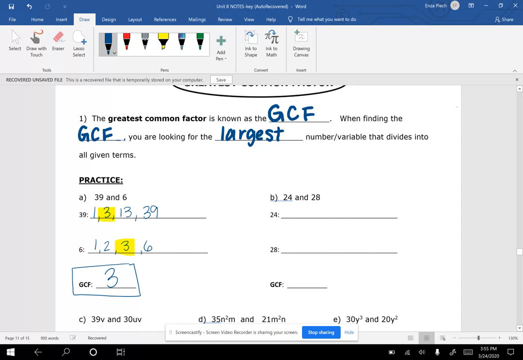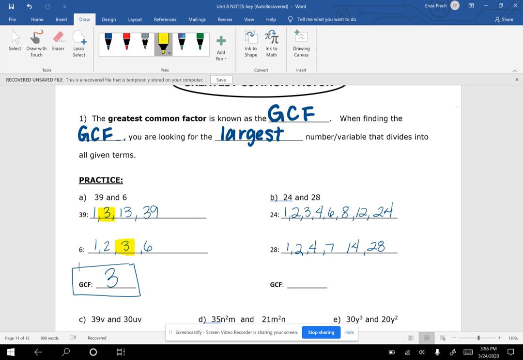Now if we look at 24 and 28, now these have more factors in common. 24 is 1 times 24, 2 times 12, 3 times 8, and 4 times 6. 28, we have factors of 1 and 28, 2 and 14, 4 and 7.